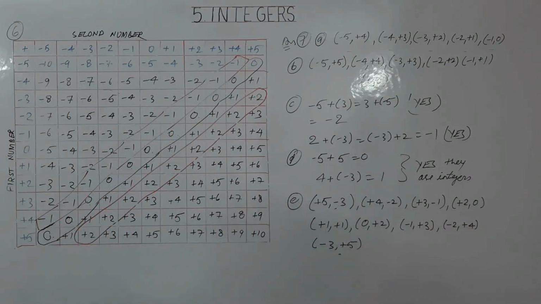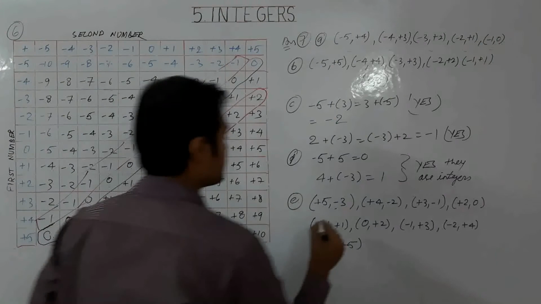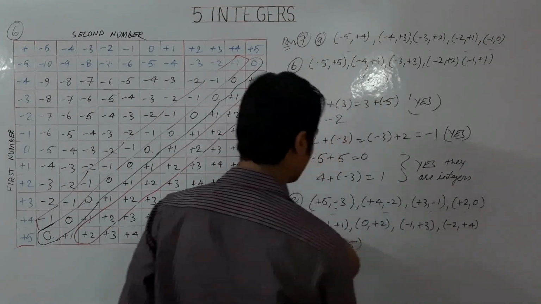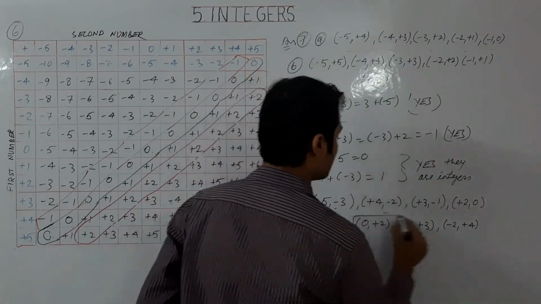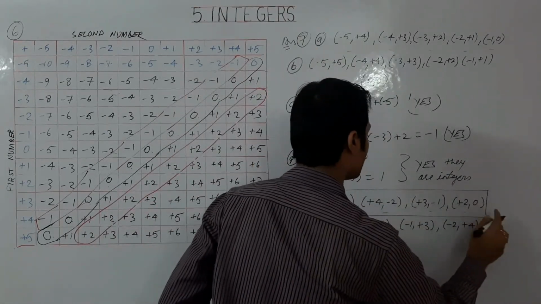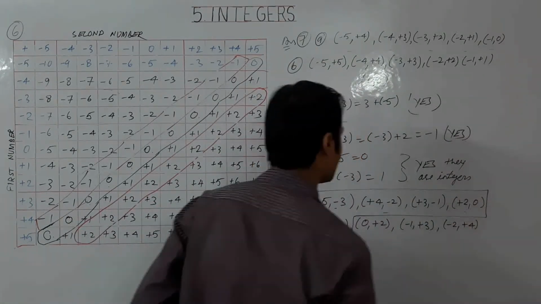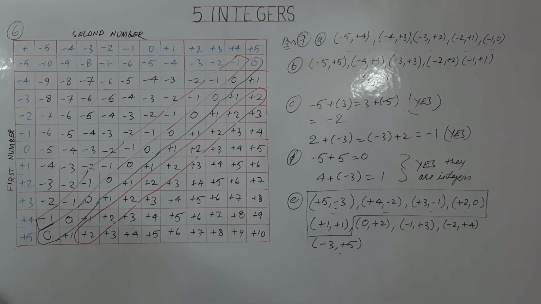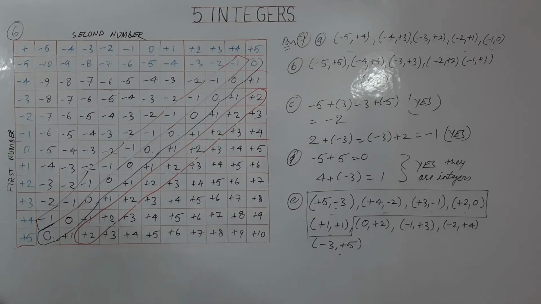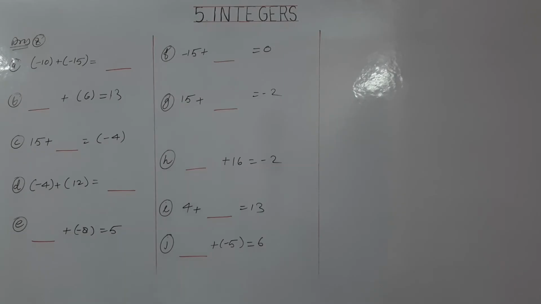Out of these, some are the same, because the numbers are interchanged. Plus 5 minus 3 or minus 3 plus 5, both are the same. It means 1, 2, 3, 4, 5, these are five combinations. So if the sum is plus 2, then these are the possible combinations.